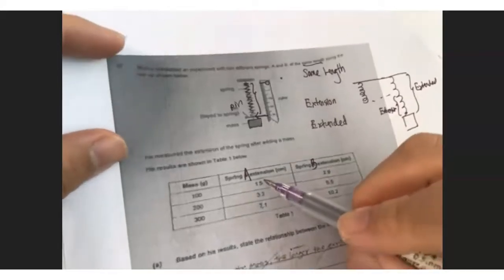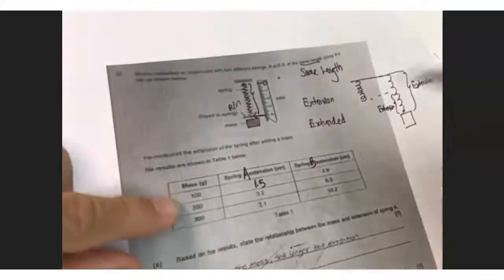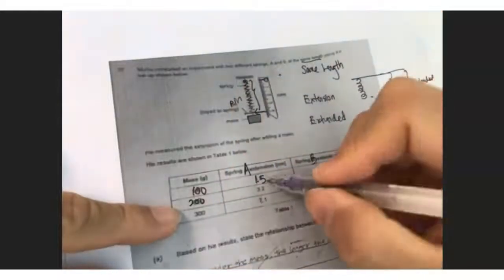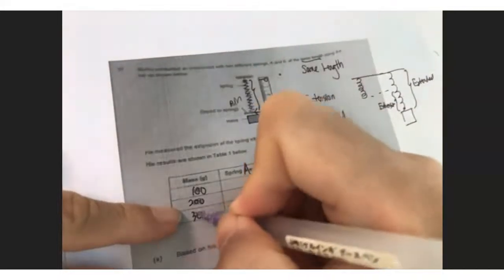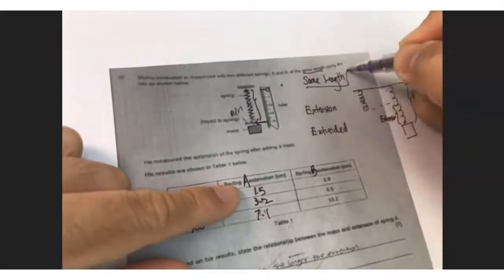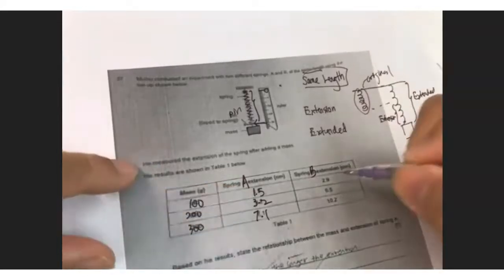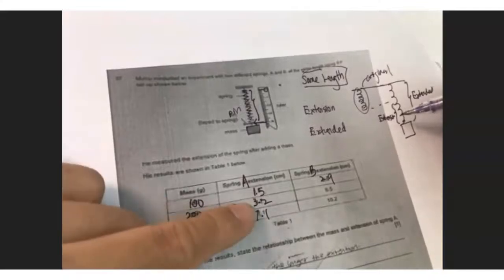Okay, so it says that spring A's extension is 1.5 cm. When you add 100 grams of mass, and then 200 grams of mass, spring A's extension, this part, will go to 3.2. When you add 300 grams, it goes to 7.1. And B, now remember these two springs were at the same original length at first. So we add 100 grams, it extended to 2.9. So this extension was greater than A.